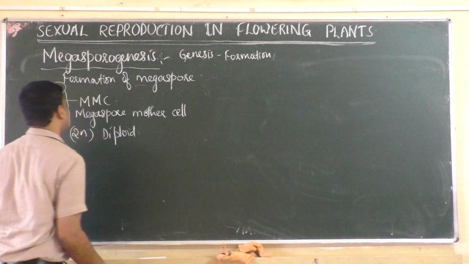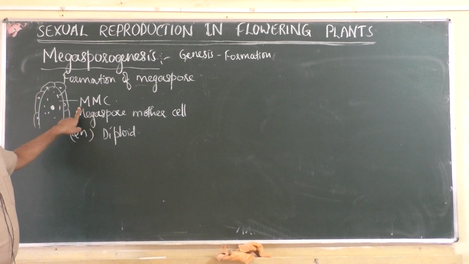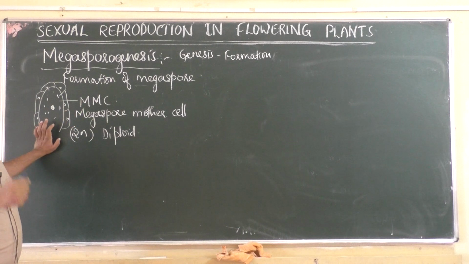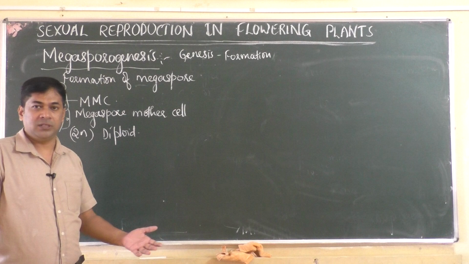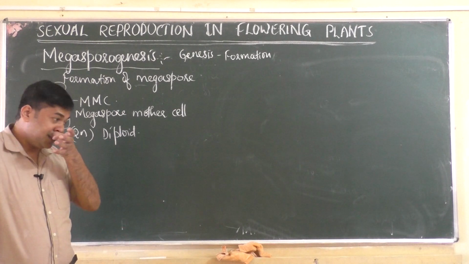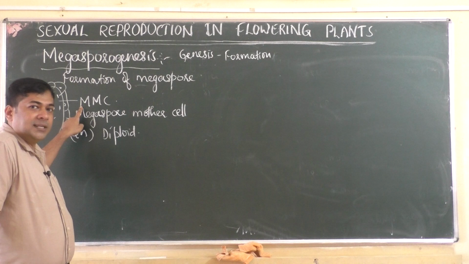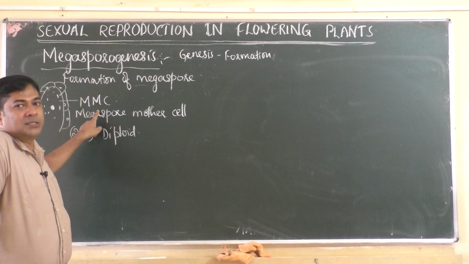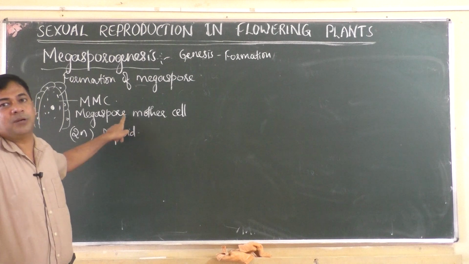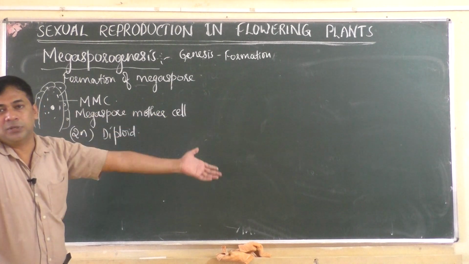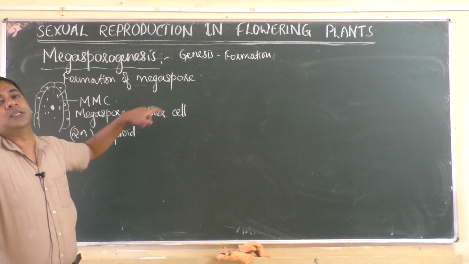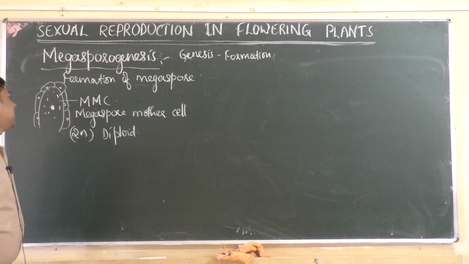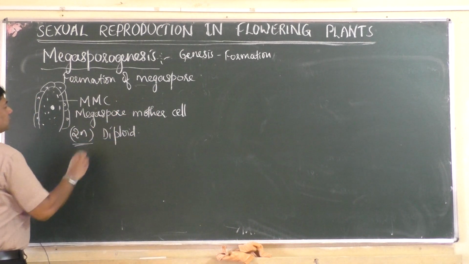Megasporogenesis starts with the first cell, that is called the megaspore mother cell. The name says mother cell, meaning the mother gives birth to young ones, even in human beings. Like that, the megaspore mother cell produces megaspore. That is why it is called the megaspore mother cell. And its number of chromosomes is diploid.